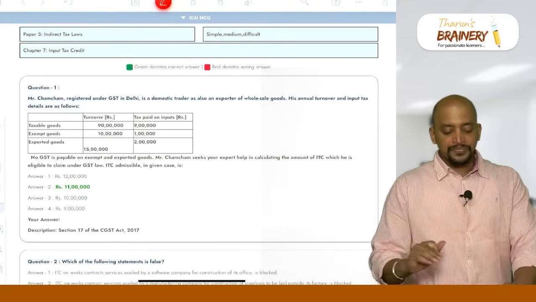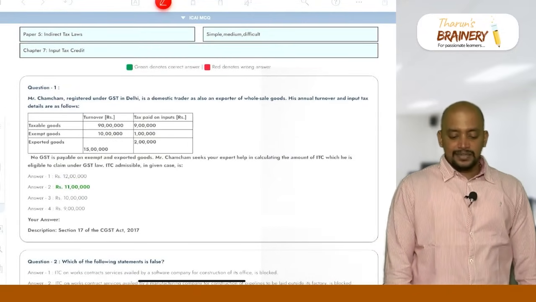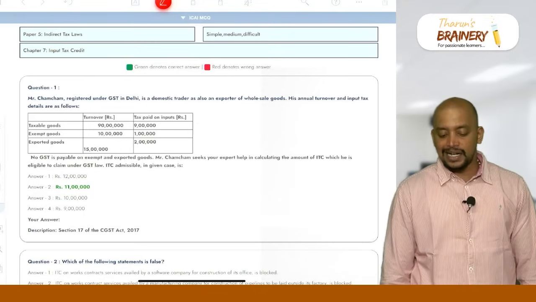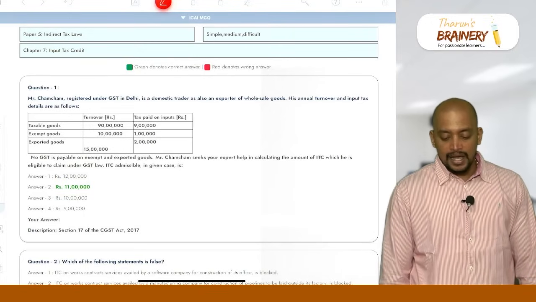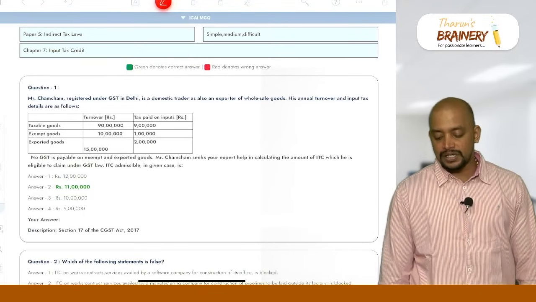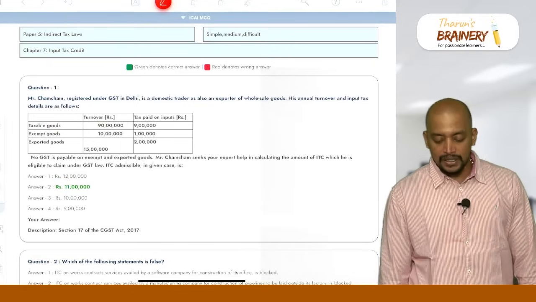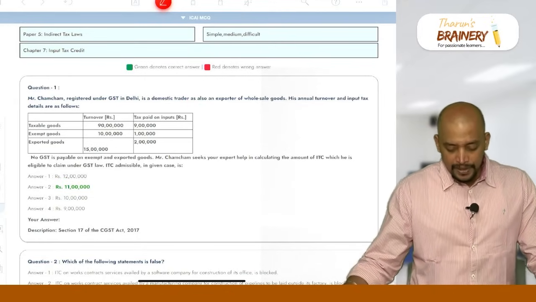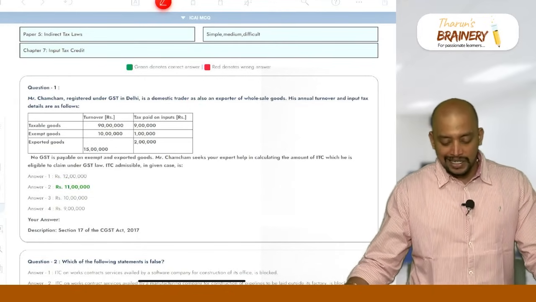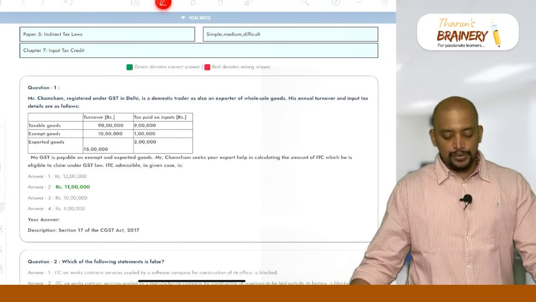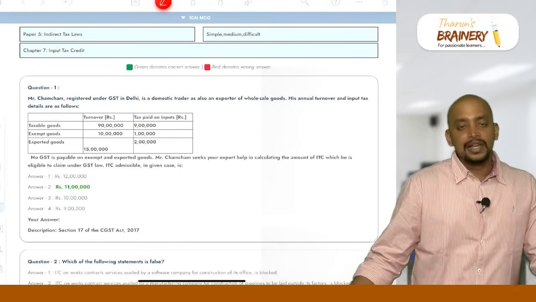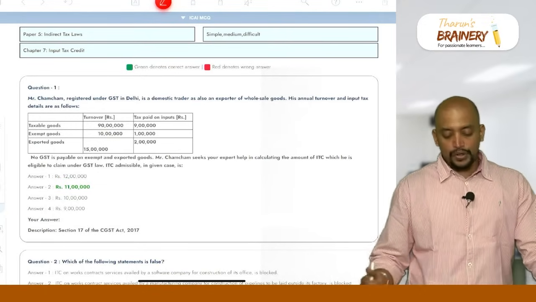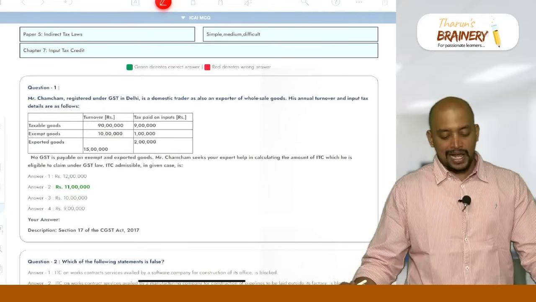Then next one, input tax credit. Number 1, Mr. Chamcham, registered under GST in Delhi, is a domestic trader as also an exporter of wholesale goods. His annual turnover and input tax credit details are as follows. Turnover, tax paid on inputs, taxable goods 90 lakhs and tax paid on inputs 9 lakhs, exempted goods 10 lakhs, and for making exempted goods they purchase some inputs, tax paid 1 lakh, exported goods 15 lakhs and the tax paid on inputs 2 lakhs.